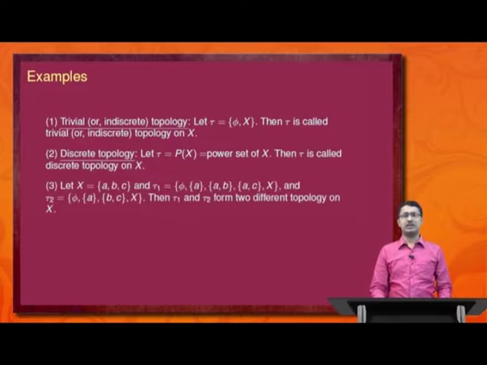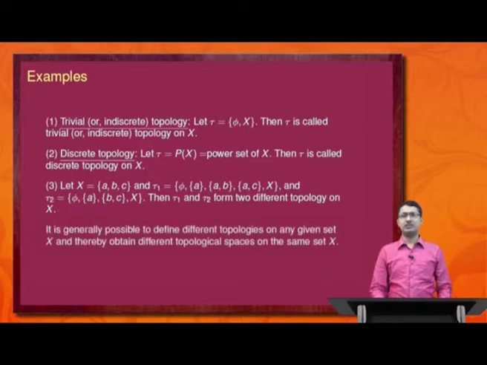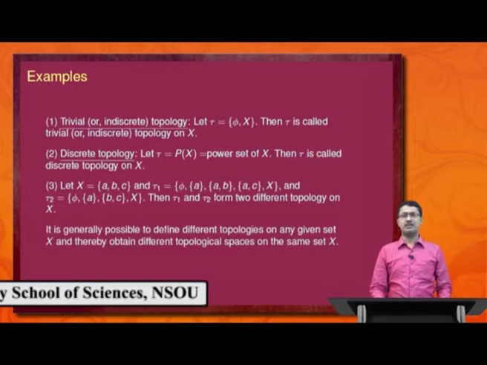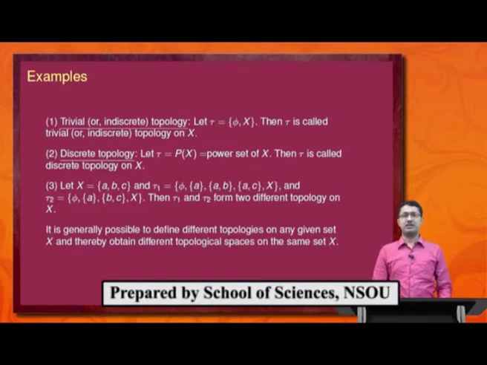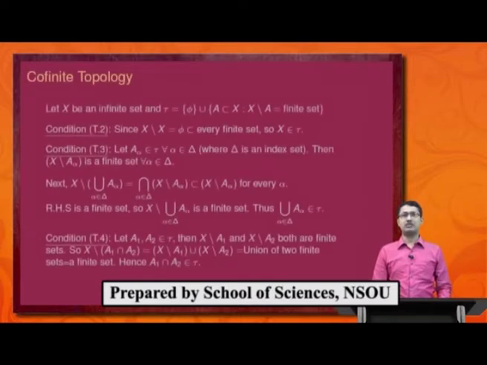Next, we consider a set consisting of three elements, X = {A, B, C}, and tau 1 equal to {phi, {A}, {A,B}, {A,C}, X}. We easily show that tau 1 is a topology on X. Again, tau 2 is defined as {phi, {A}, {B,C}, X}. Then tau 1 and tau 2 form two different topologies on X. It is generally possible to define different topologies on any given set X and thereby obtain different topological spaces on the set X. Next we introduce a very important topology, called the cofinite topology.